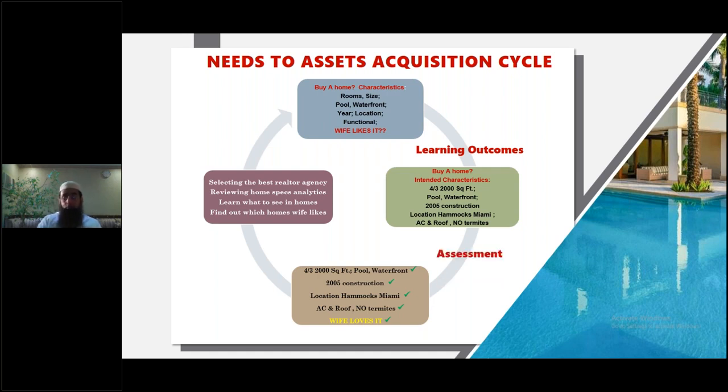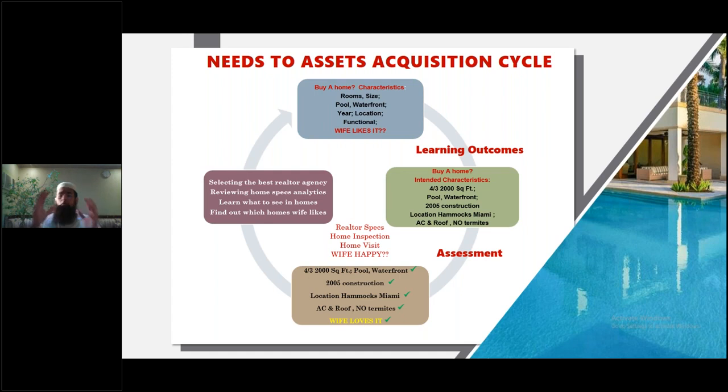And then the next thing for me to select a home is to decide what would be the assessment mechanism for that. So of course, that would be specs for homes from a realtor, and then doing a home inspection from a very good company. And of course, visiting the home and being aware of what to look for in the home to make the right selection. And then of course, is my wife happy with that or she's not? So I have decided the assessment.